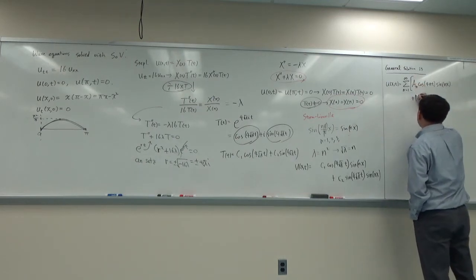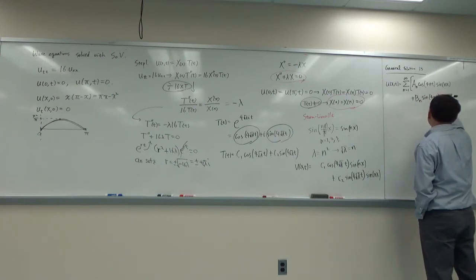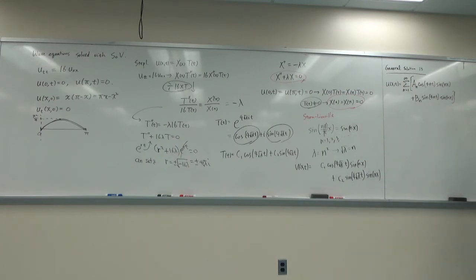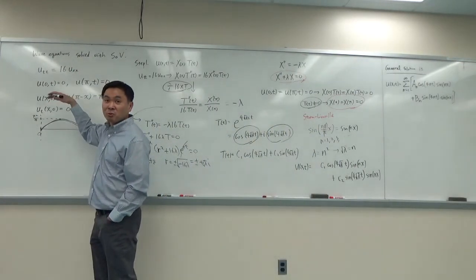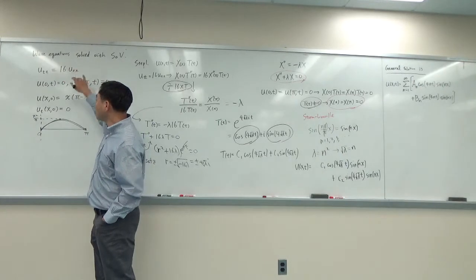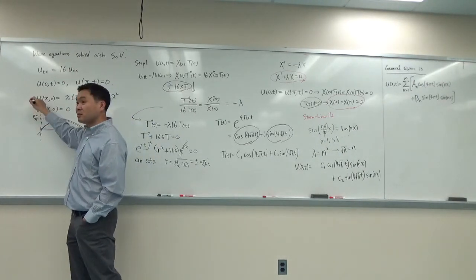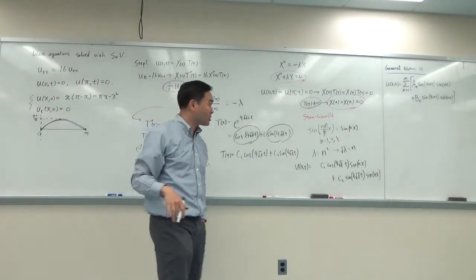plus B_n sine nt cosine nx. Okay, so that's the general solution. Of these three, which one we still haven't managed to make work? The initial condition. We never have done anything to it. So now we have to work on that one, okay?